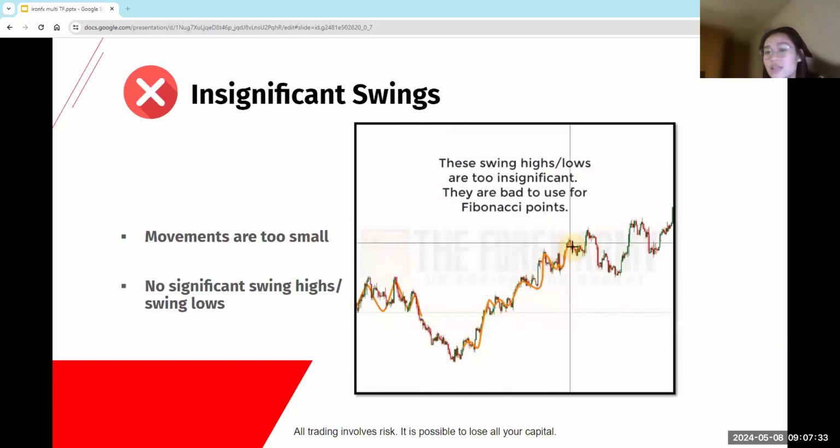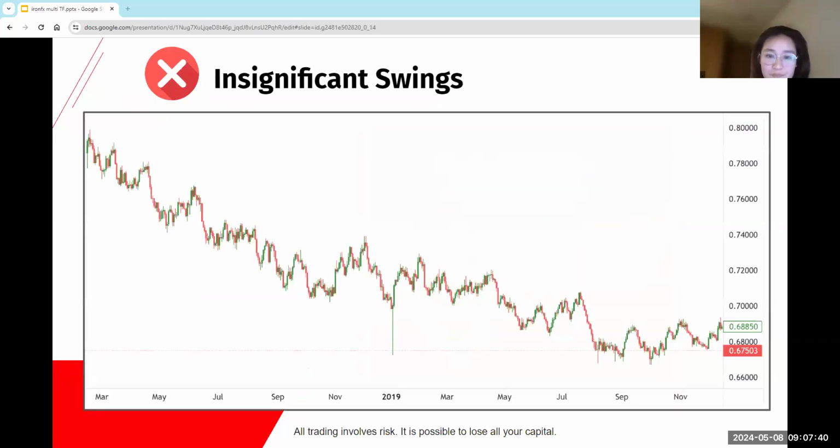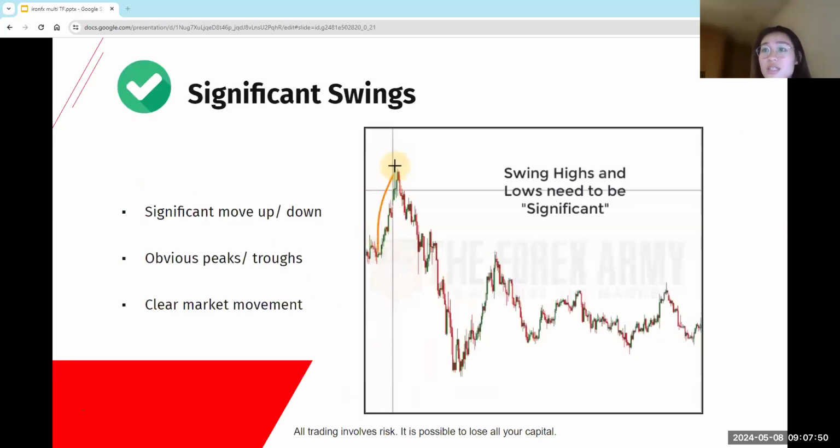Okay, the reason being that the price movements here are too small and there are no significant swing highs or swing lows. So here's another example. You can see there aren't really any clear swing highs or lows, and price movement is really small. Here's a correct example. That's a very clear move up and down with obvious peaks and troughs and clear market movements.